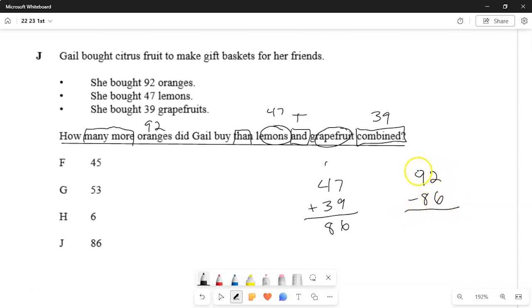Okay, there's more than 4. Go next door, get 10 more. That's going to leave 8 10s and give me 12 ones. And then 12 minus 6 is 6. So that means there are 6 more oranges than lemons and grapefruit combined. Answer choice H.